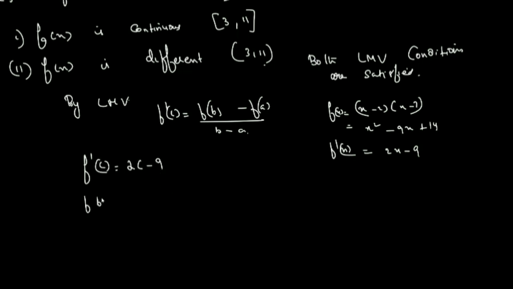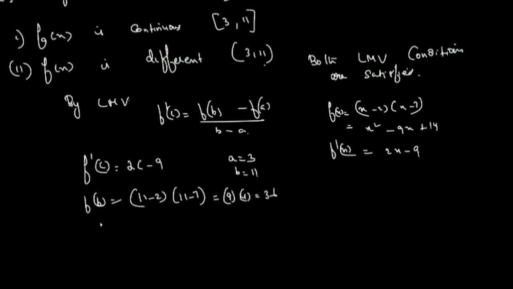Now we have to find f of b, which means the upper limit. a is 3, b is 11. Put 11 here: 11 minus 2 into 11 minus 7. 11 minus 2 is 9 into 11 minus 7, which is 4, so 36. Now we find f of 3: put x is 3, 3 minus 2 and 3 minus 7, so that is minus 4.